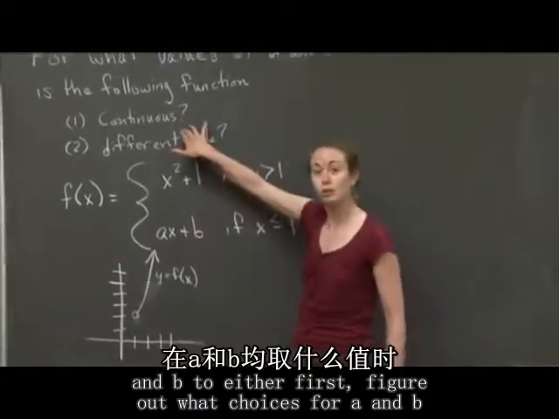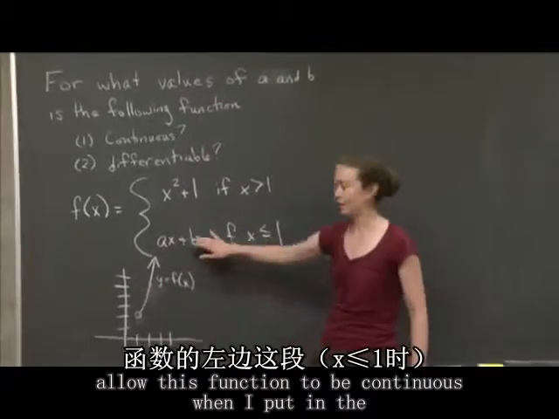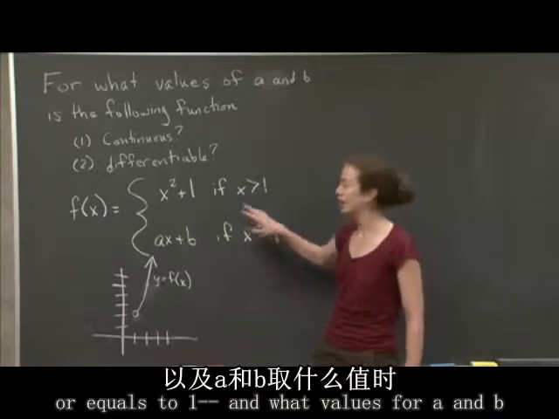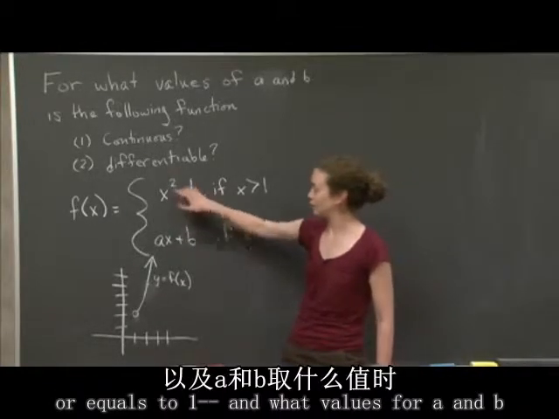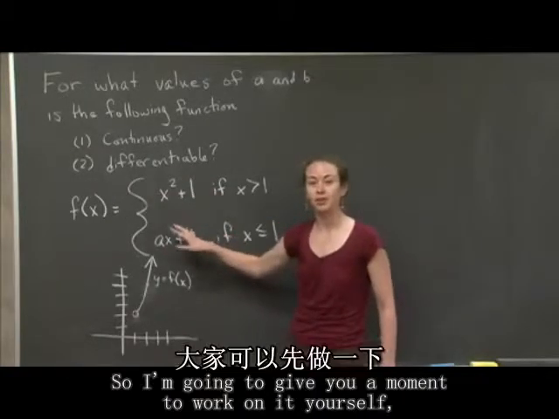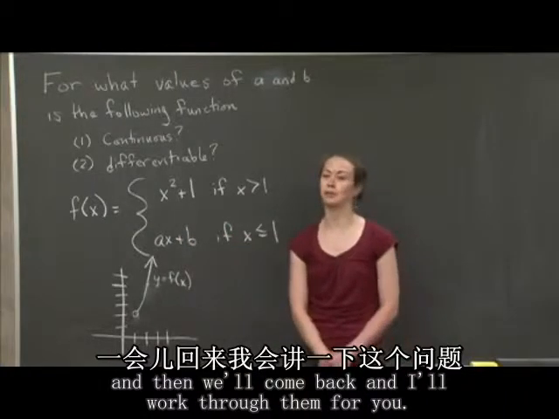So my question again is, what choices do I have for a and b to either first figure out what choices for a and b allow this function to be continuous when I put in the left part, so the values when x is less than or equal to 1, and what values for a and b allow this function to be differentiable. So I'm going to give you a moment to work on it yourself, then we'll come back and I'll work through them for you.